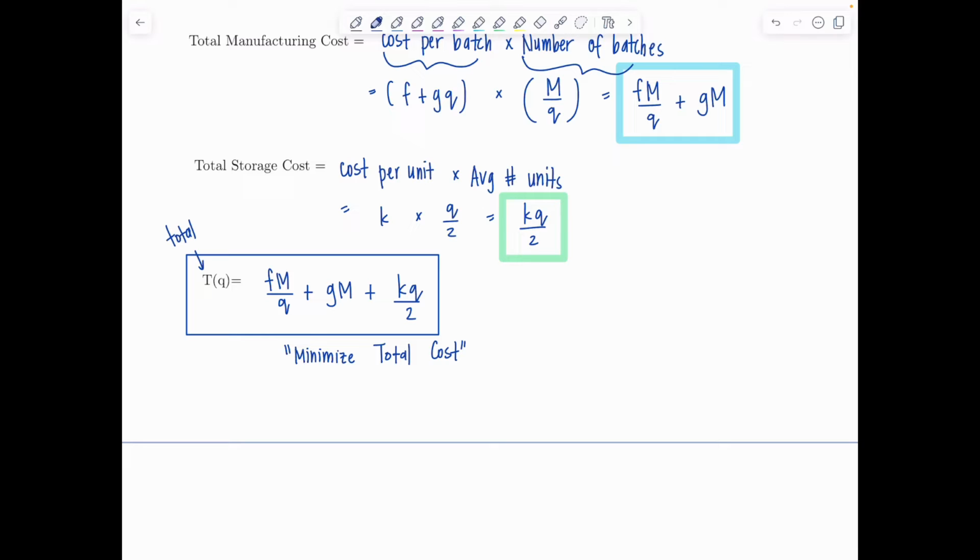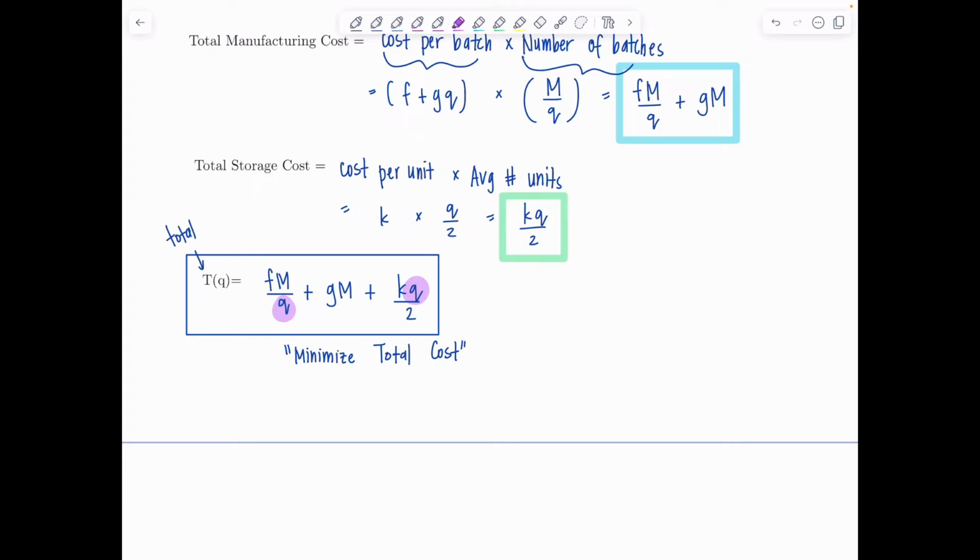Now, T is a function of Q. I know there are so many variables here, your head's probably swimming, but only Q is a variable. Everything else is going to be constant depending on the problem. So you'll be given what F is, what M is, what G is, etc. Q is basically what you're solving for. Q is, remember, the number of units in each batch. So let's go ahead and figure out what the derivative would be and get our critical numbers.